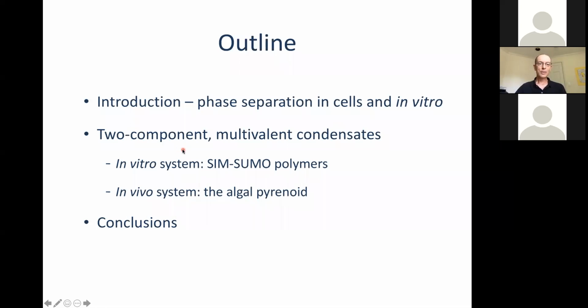I'm going to focus on a couple of examples during the body of the talk. An in vitro system of engineered polymers, and I'll explain exactly what SIM and SUMO are. And then I want to make sure that we get to a very exciting in vivo living system called the algal pyrenoid. Now, before working on this, I had never heard of a pyrenoid. It turns out that about 30 to 40% of all of the CO2 that's fixed out of the atmosphere every year, turned into organic carbon for animals like us to eat, takes place in little organelles called the pyrenoid. And it's a fascinating example of one of these phase-separated systems.